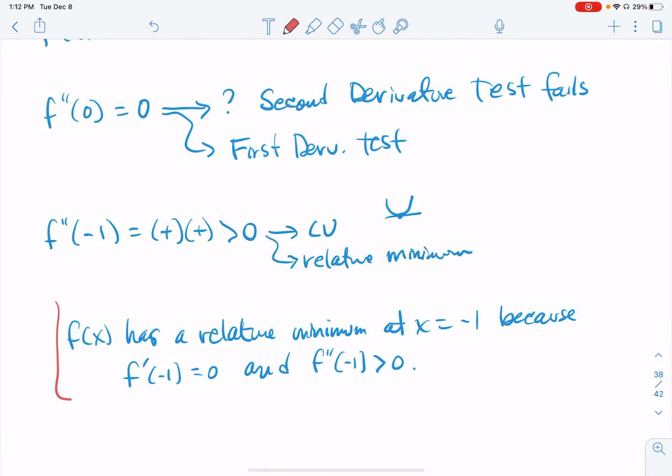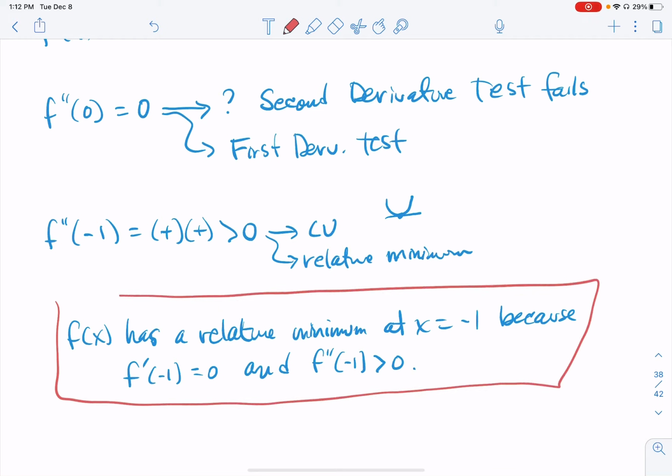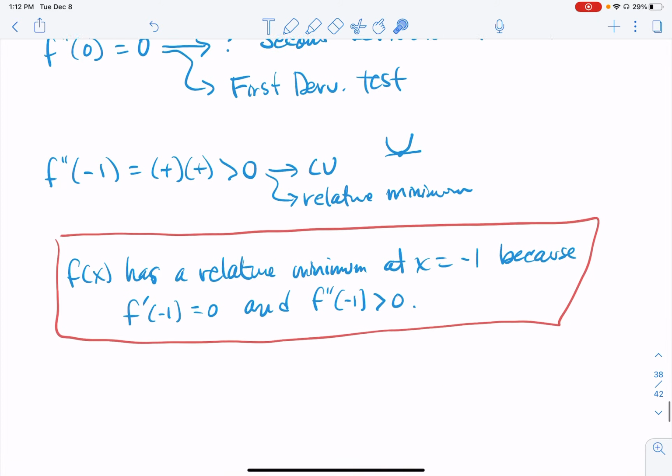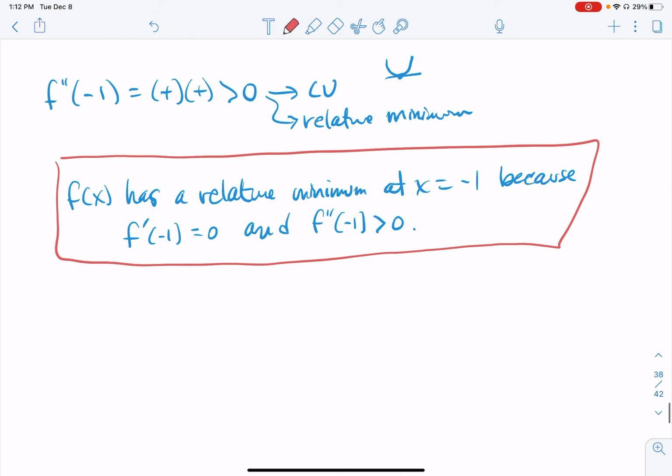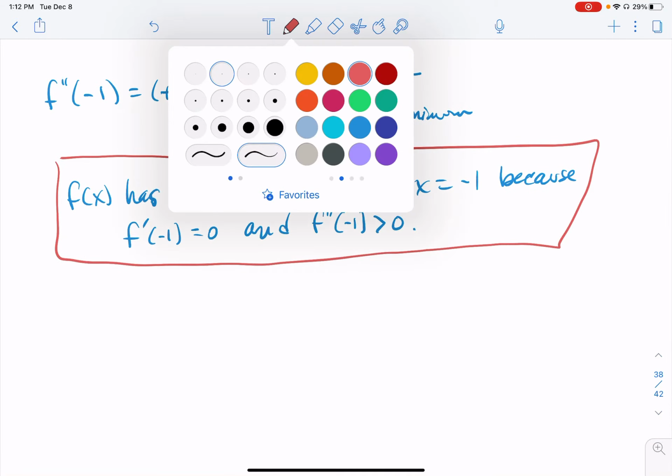You don't have to use the words second derivative test. As a matter of fact, you don't want to, because you have to point out you got a critical number and the second derivative is positive. All right, let's do the same thing one more time to the positive one.